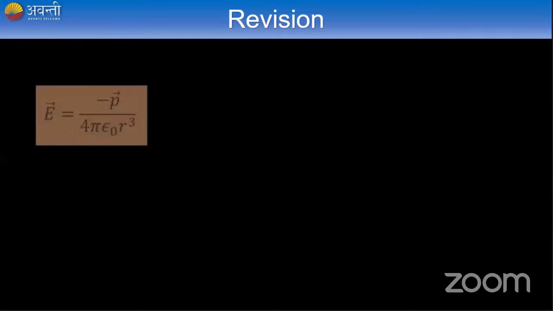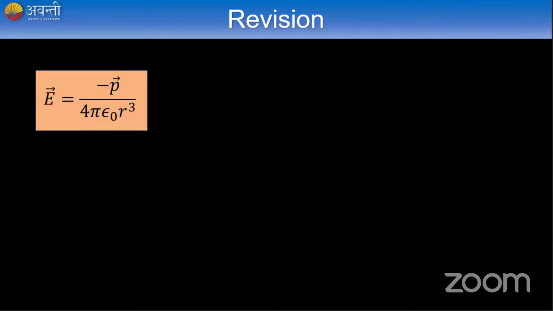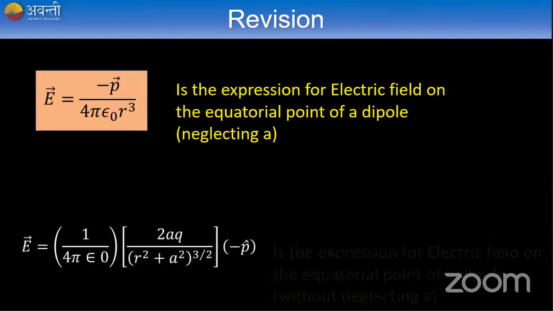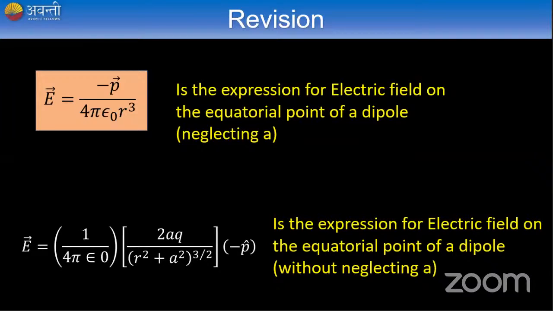Now, we had one more expression, right? The electric field due to a dipole at the equatorial point. This was the expression for the electric field due to a dipole on the equatorial point of the dipole, neglecting a. And this was the expression which we get for the electric field on the equatorial point without neglecting a. So we have to remember all of these, guys. Please remember the end expressions.